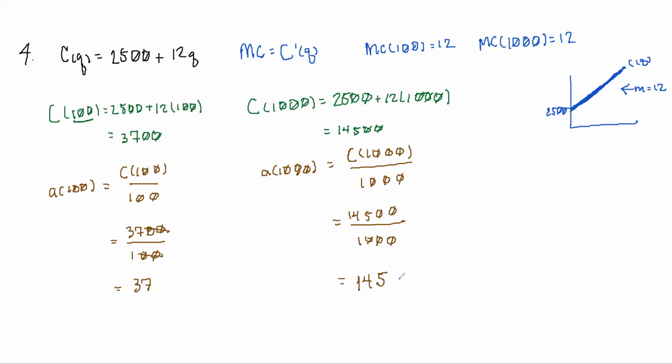Now there are no more questions here, but we're going to think about what we have and what it means. So why is the marginal, or not the marginal, excuse me, why is the average cost greater at 100 than it is at 1,000?